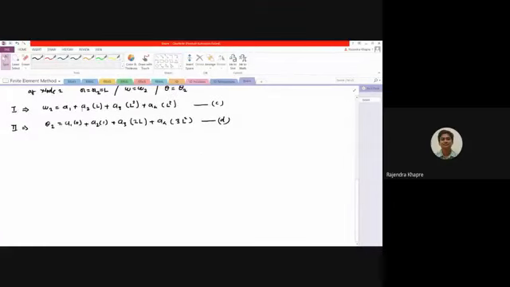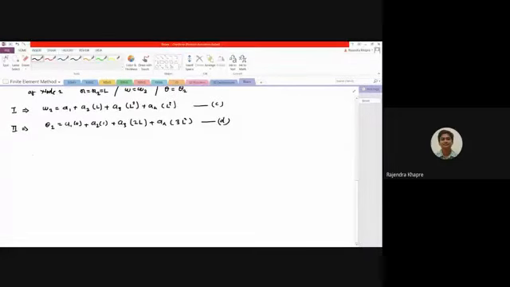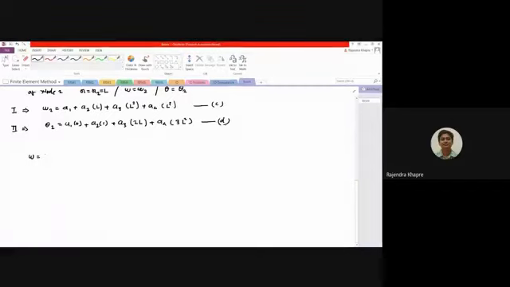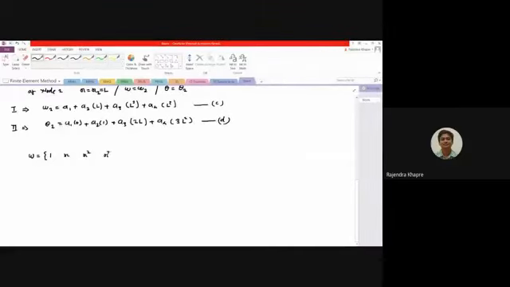This w expression is nothing but the deformation equation. It was initially a1 plus a2x plus a3x square plus a4x to the power 3. The same thing I can now write in matrix form as 1, x, x square, and x to the power 3, multiplied with a1, a2, a3, and a4. I'm just rewriting the terms in the form of a simple matrix.